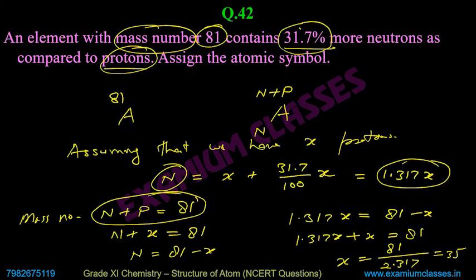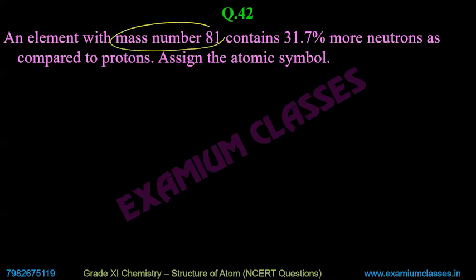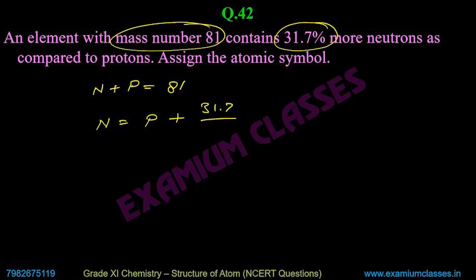Is that clear? If any step is not clear, don't hesitate to ask. This is simple maths. Mass number 81 means number of neutrons plus protons is 81. 31.7% more neutrons means neutrons are the number of protons, you can write just P, plus 31.7% more. So you got two relationships between N and P.